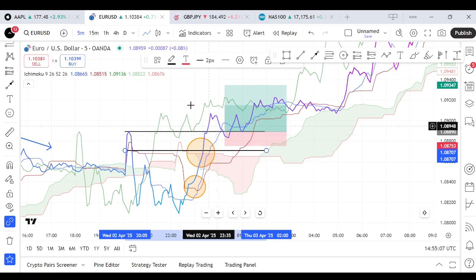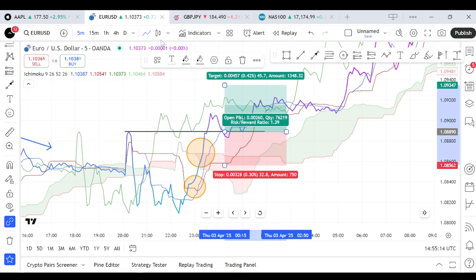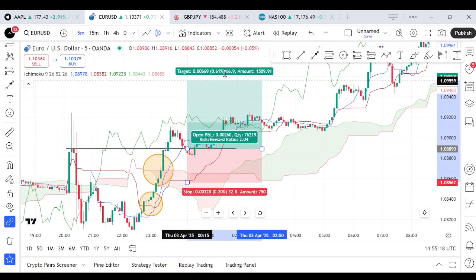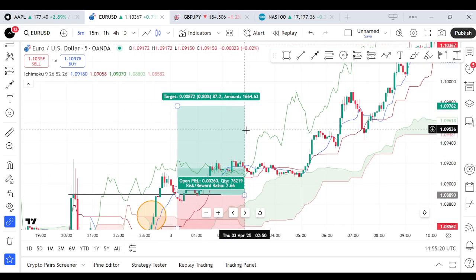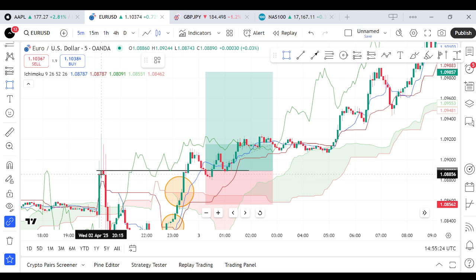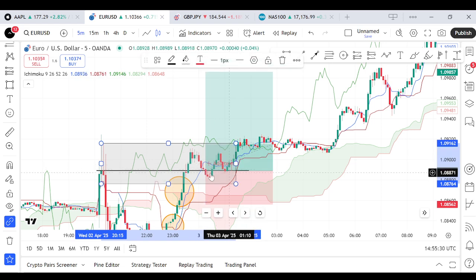Or you could also place your stops here below the cloud. Place your stops below the cloud like this, and your take profits all the way up. Now we are just basically talking about this zone right here. This is a major zone with the key level, the actual level being this line I marked out.